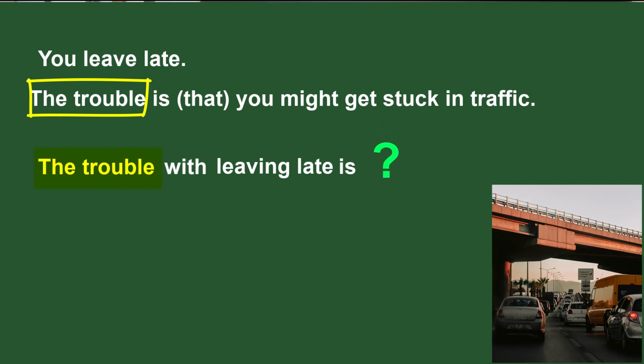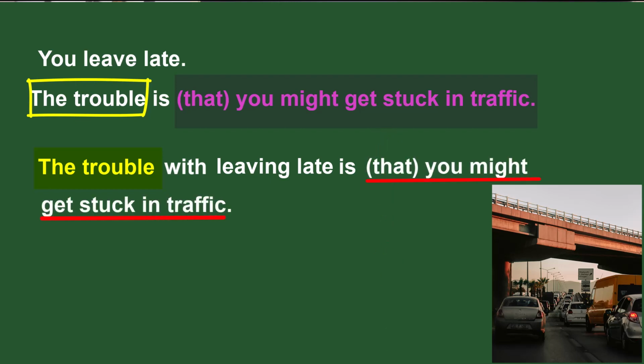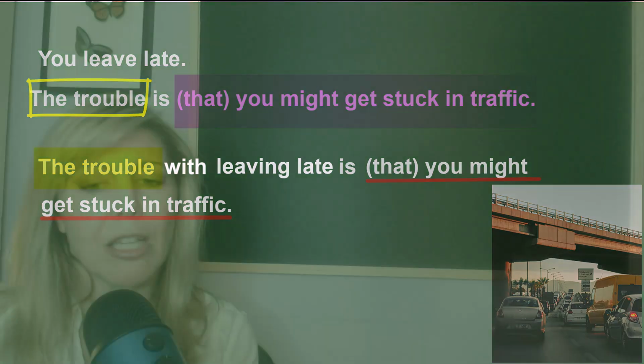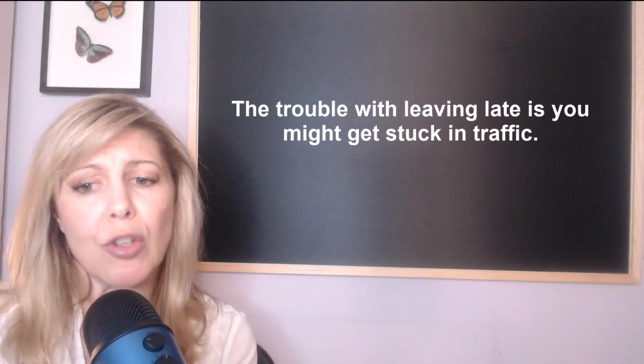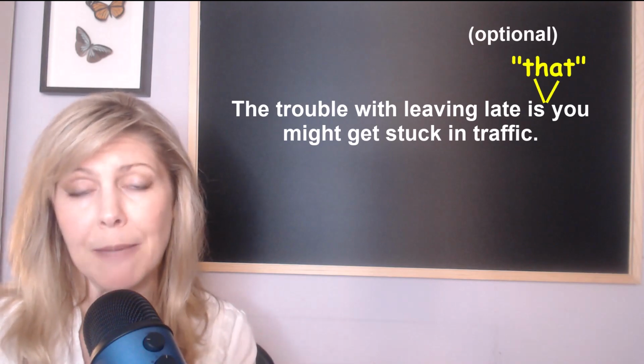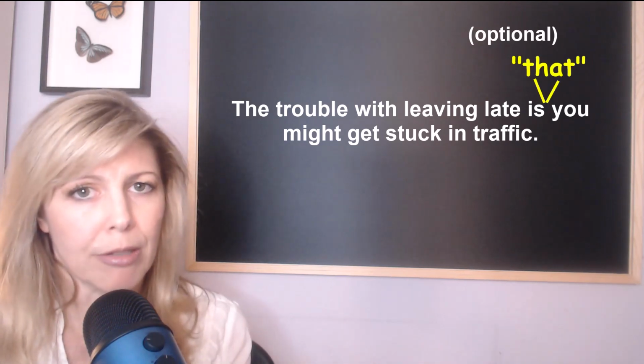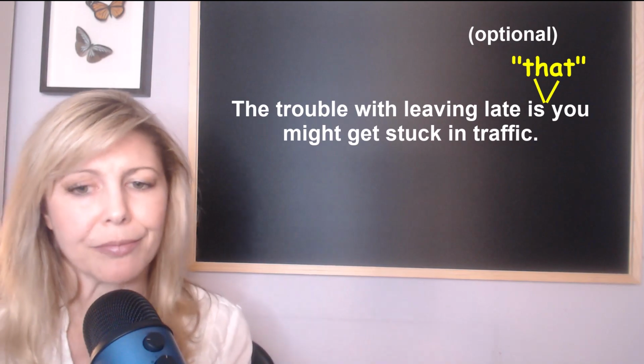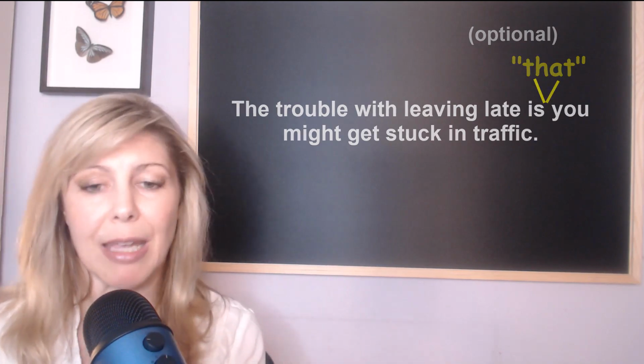What is the trouble with leaving late? Well, what's the rest of that part of that sentence? Is that you might get stuck in traffic. You could say the trouble with leaving late is you might get stuck in traffic. Again, that is optional after the verb of be, but I like to include it so that you know it's there. All right, let's look at our last example.